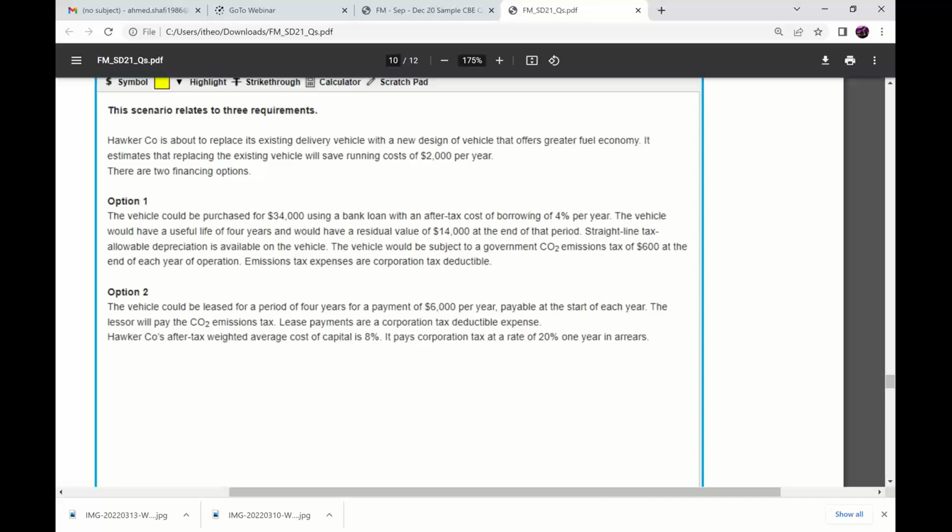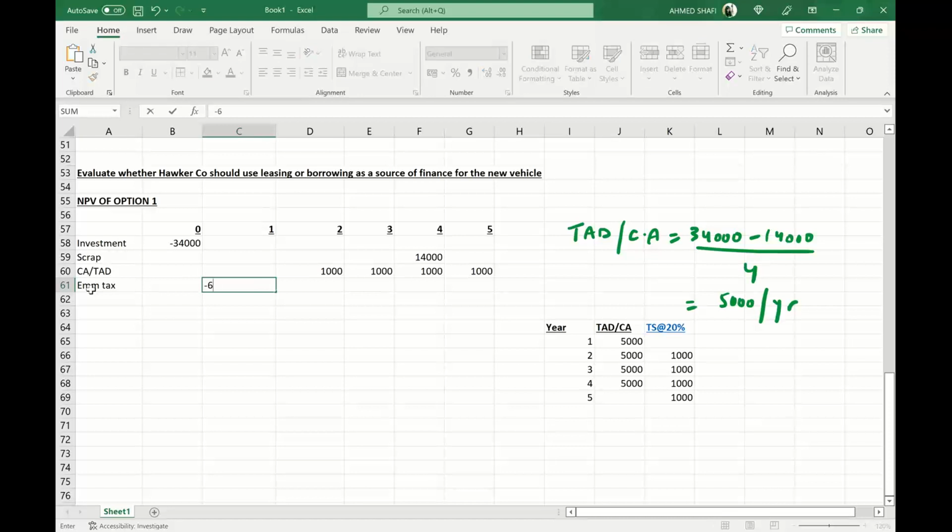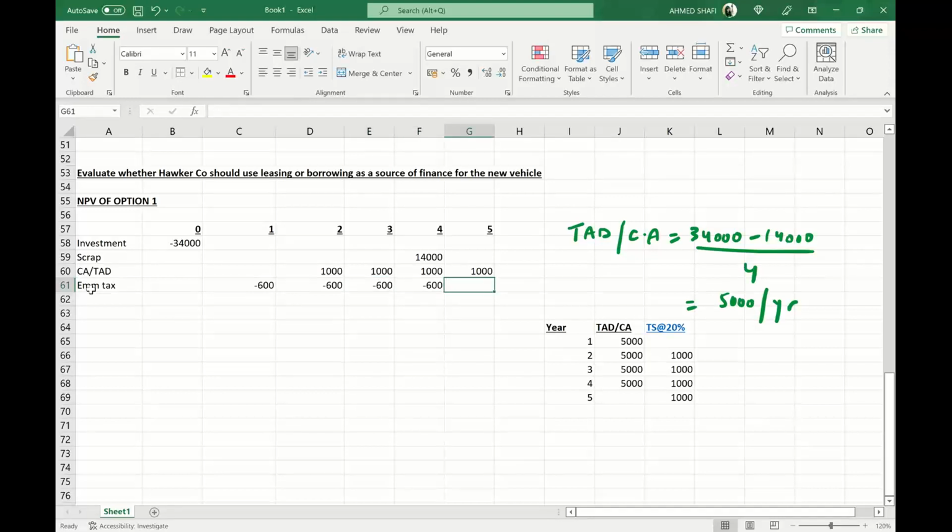So it's a 4-year life, right? So at the end of each year, you have to bear an emission tax of how much? 600 negative. Four-year life, so 4 times you have to bear an emission tax of 600.